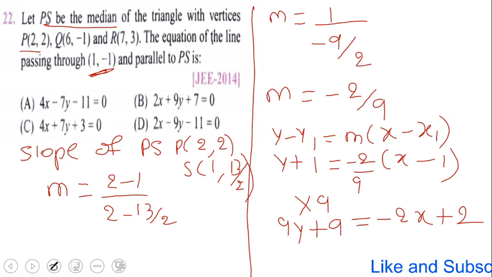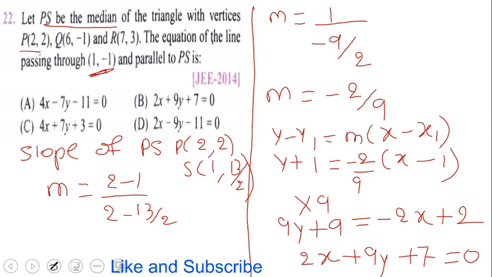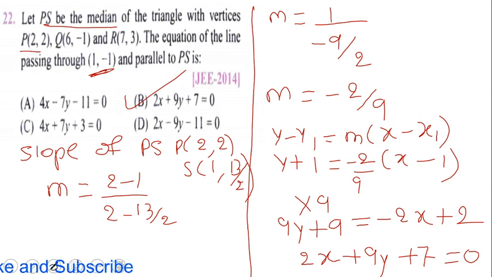RHS we take to the LHS. Simplifying we will get 2x plus 9y plus 7 equal to 0. So we find this option in B, therefore option B is the right answer.